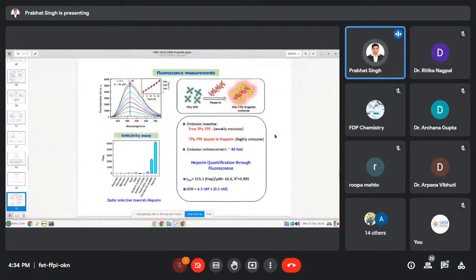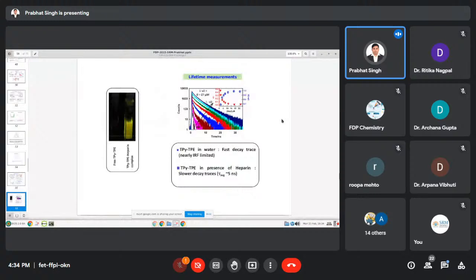So then we did all these basic measurements, fluorescence measurements, selectivity assay. Again, the same story of heparin induced aggregation of this particular tetracationic probe. The only difference is now it is tetracationic, and of course the chromophore also changes, and very strong fluorescence is achieved. See in the dark, this is just free probe, and this is in the presence of heparin. Very nice changes in the excited state lifetime.